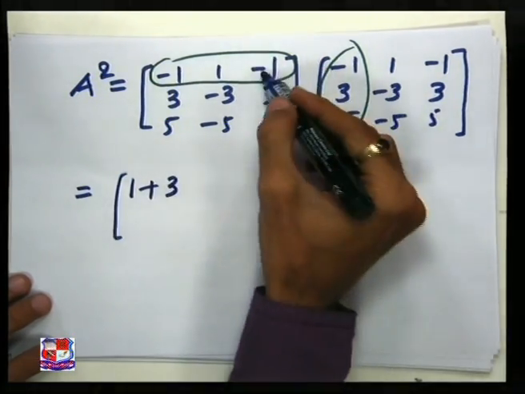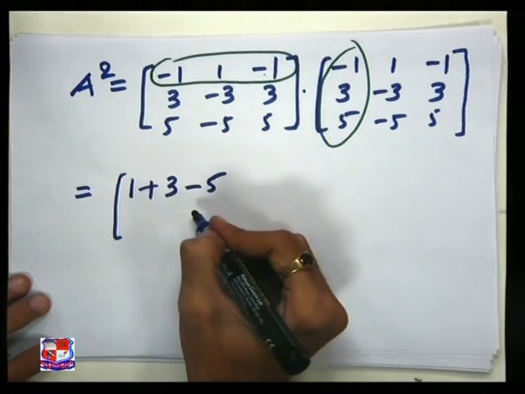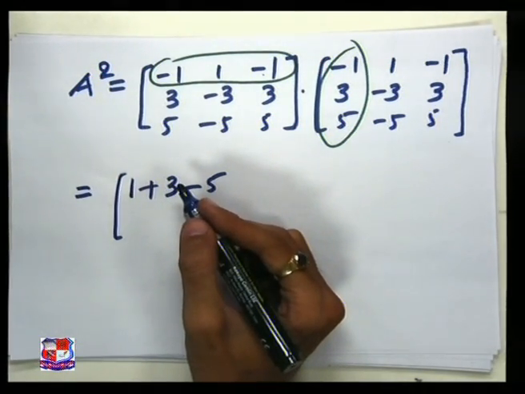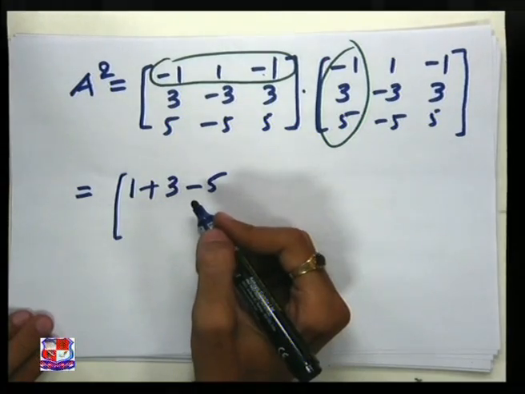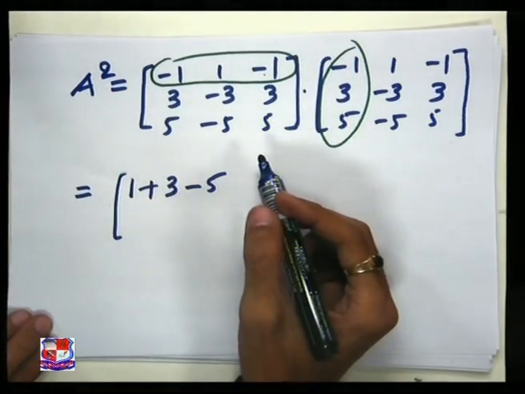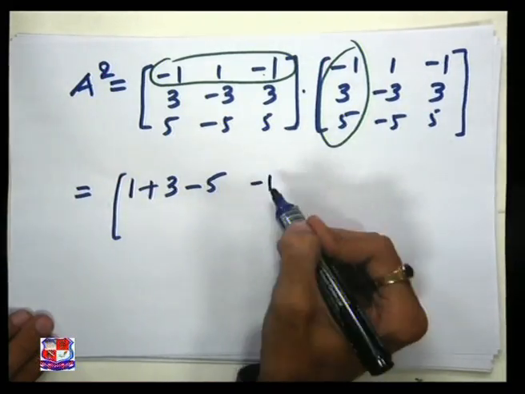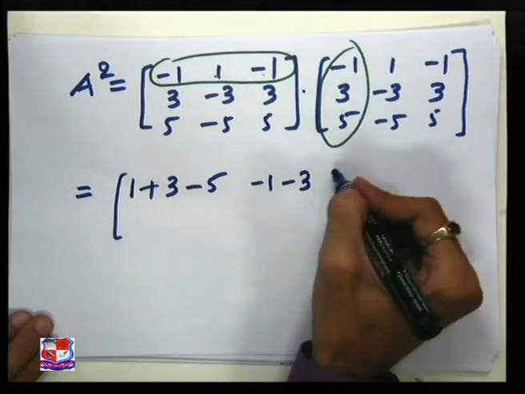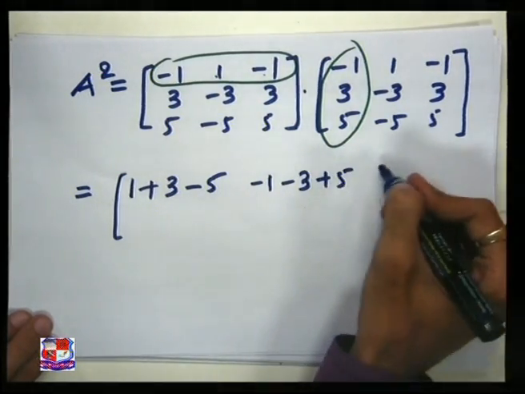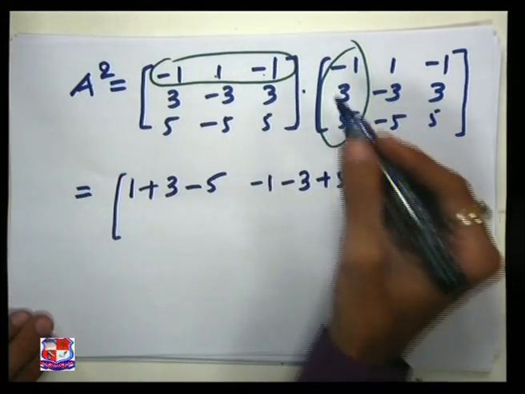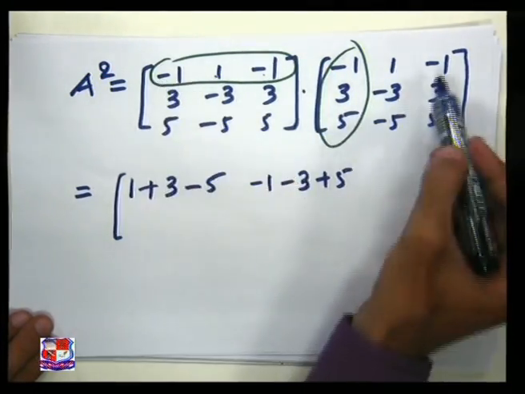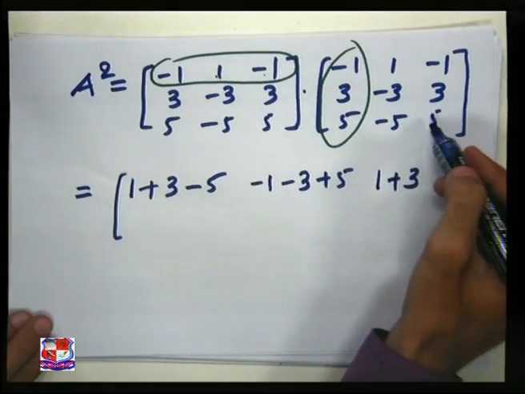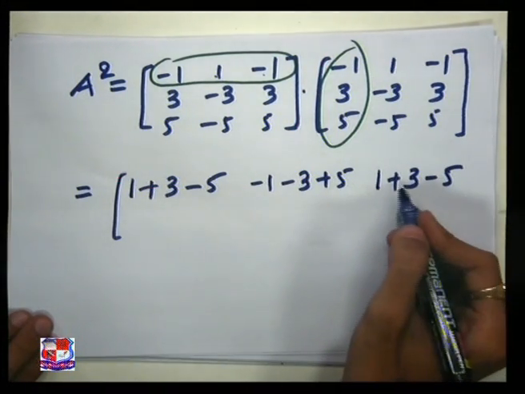So minus 1 into minus 1 is 1, 1 into 3 is 3, so 1 plus 3, and minus 1 into 5 is minus 5. So that will give 3 plus 1, 4, minus 5, that is minus 1. For the second element the same way, minus 1 into 1 is minus 1, 1 into minus 3 is minus 3, and minus 1 into minus 5 is plus 5. So this gives 5 minus 4, that is 1. The same way for the third column, minus 1 into minus 1 is 1, 1 into 3 is 3, minus 1 into 5 is minus 5. That will give us minus 1.